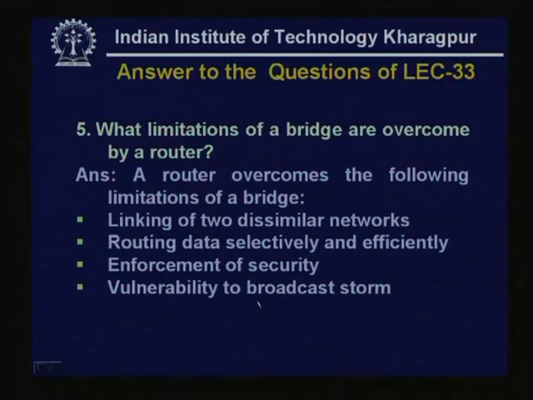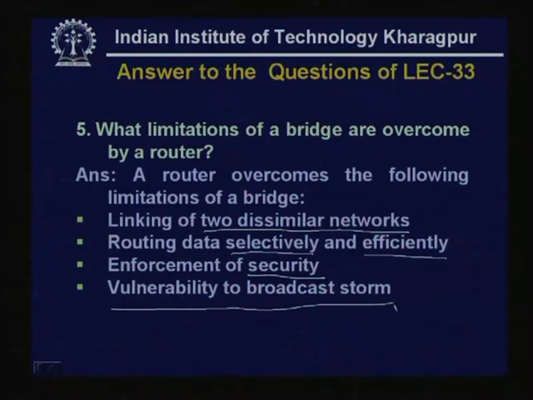Fifth question was, what limitations of a bridge are overcome by a router? Answer is, a router overcomes the following limitations of a bridge: linking of two dissimilar networks, routing data selectively and efficiently, enforcement of security, and vulnerability to broadcast storms. So, these are the advantages of a router over a bridge.